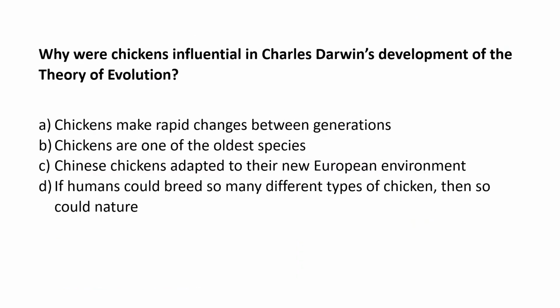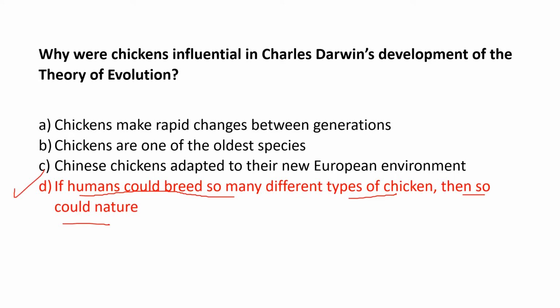Okay, now let's go to this question. Why were chickens influential for this very important person, Charles Darwin's development of the theory of evolution? Here you have four potential answers, and the answer will be D. Why? Because Darwin thought if humans can breed so many types of chicken and have so many different traits, then nature can do something similar.